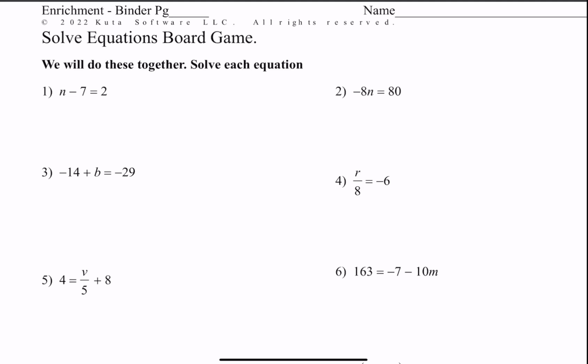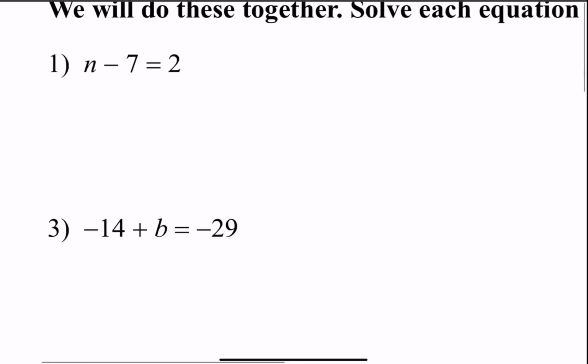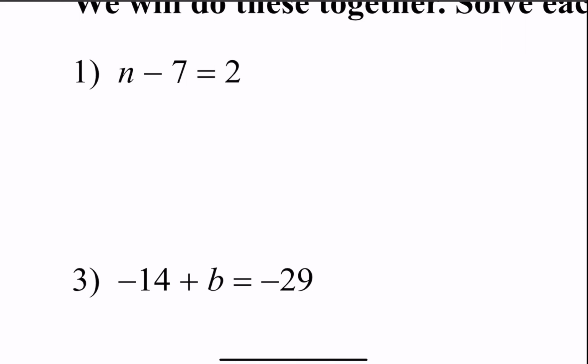Okay, so here are the only problems you have to do. We're going to look at number 1 together. What we're going to do is draw a balanced bar where our equal sign is. We have n minus 7 equals 2. We're going to make sure we get this n by itself. Right now we're subtracting 7. If we want to put it on the other side of our balanced bar, we need to add 7.